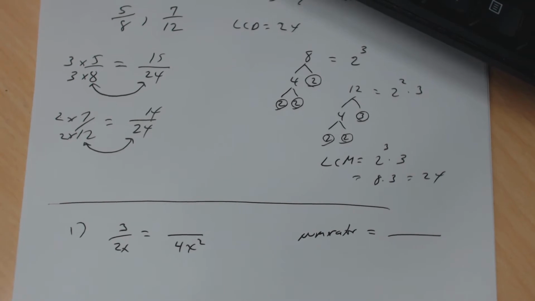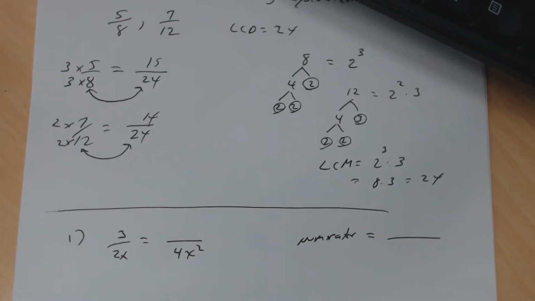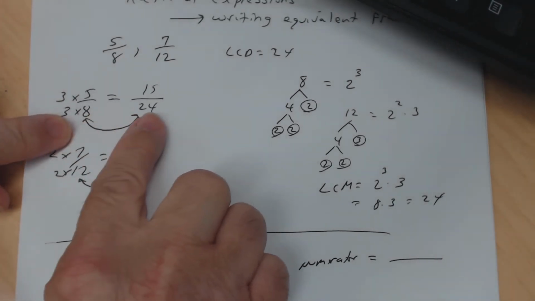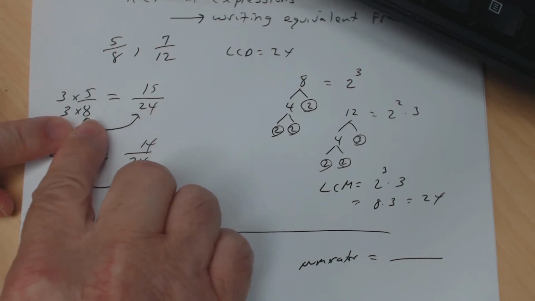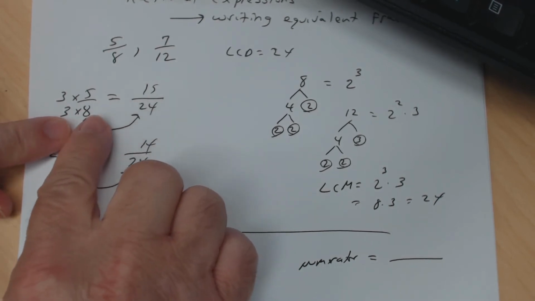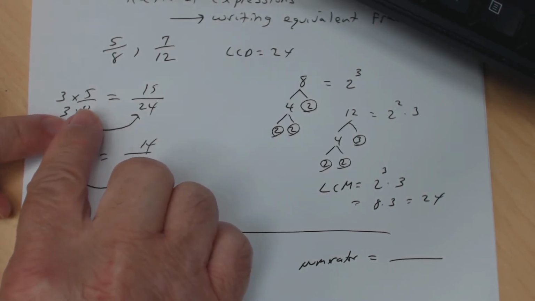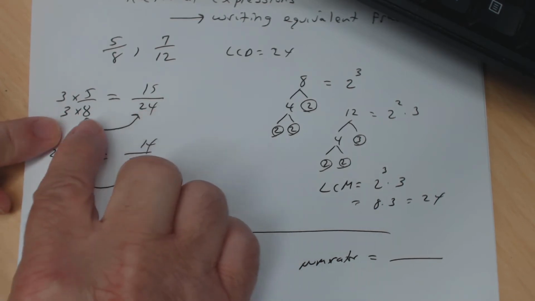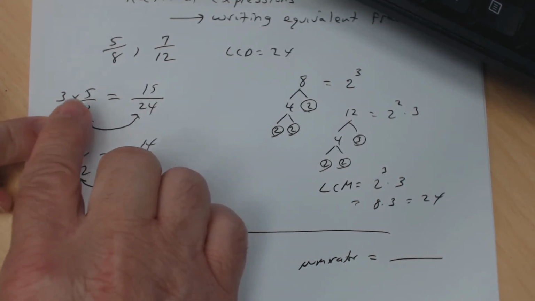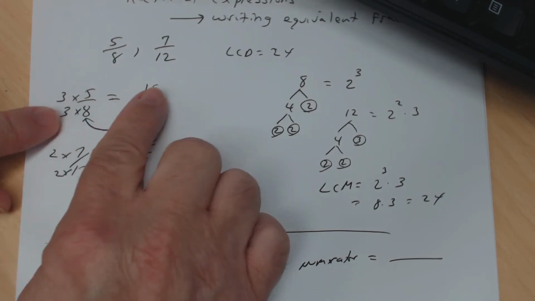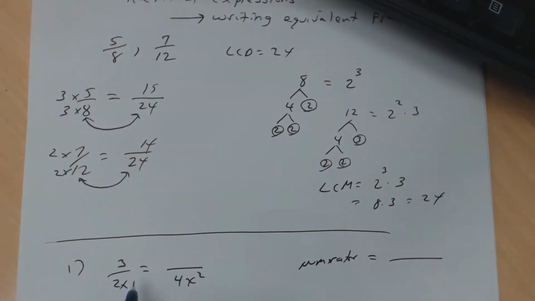Okay, so what you may want to do is kind of like we did here. So we looked at what we needed. We had an 8, so we asked ourselves, and this was easy because it was just numbers, 8 times what is 24? Well, 8 times 3 is 24. What I do to the denominator, I do to the numerator. So that's how I got the 15. So do the same thing here.